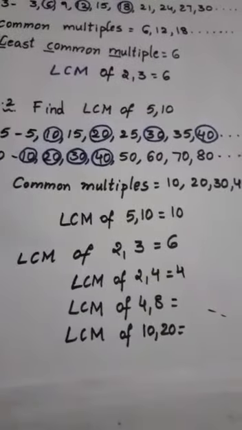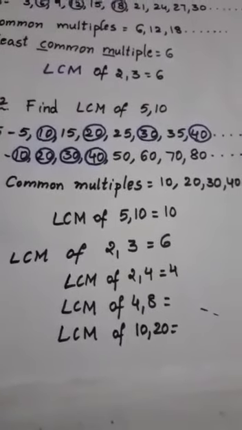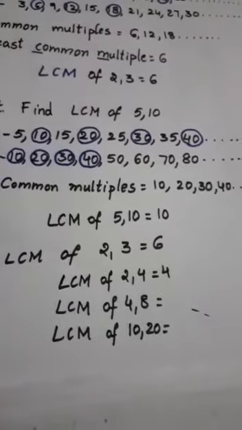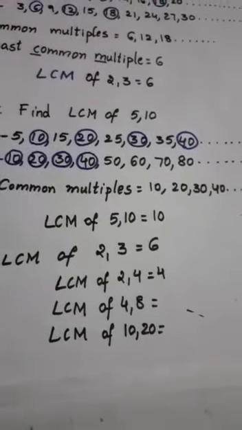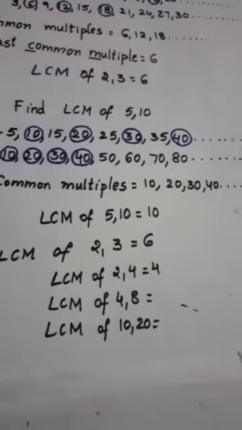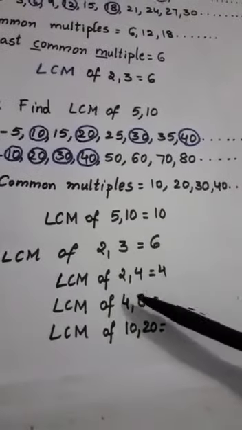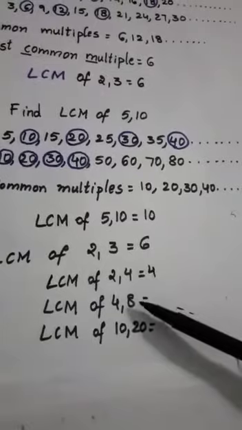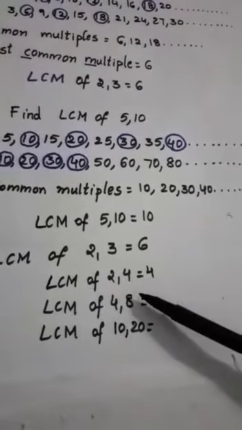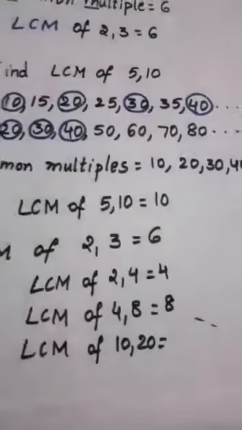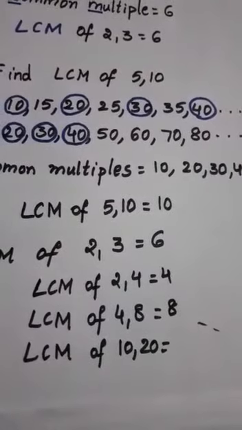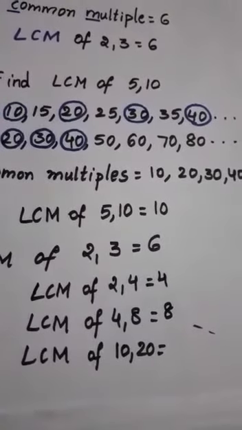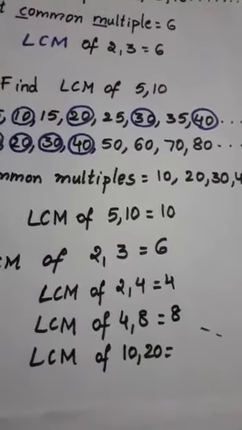Now in the same way you can find LCM of 4 comma 8. What is the LCM? Yes, very good. 8 is the LCM. Why? Because 4 is the smallest number here, 8 is the greatest number, and in the 4 table 8 is there. So 8 is the LCM. Now can you tell me LCM of 10 comma 20? Very good. In the 10 table 20 is there. So 20 is the LCM.